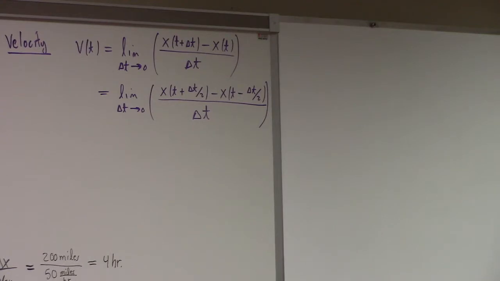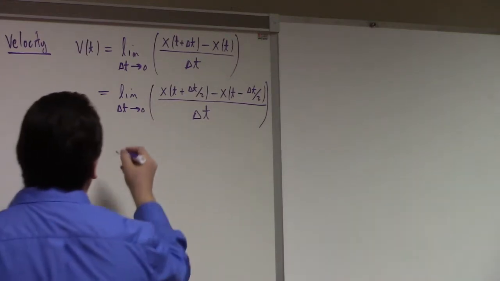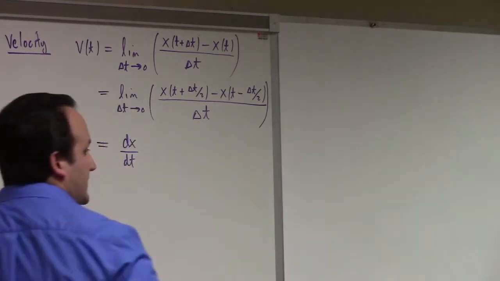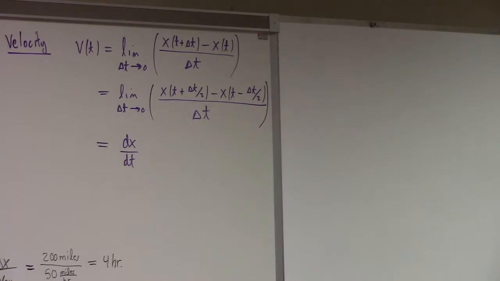We learned in calculus this is the what? This is the derivative. Right. This is dx/dt. So dx/dt, there you go. This is the instantaneous velocity at time t, for a given position function, obviously, right?